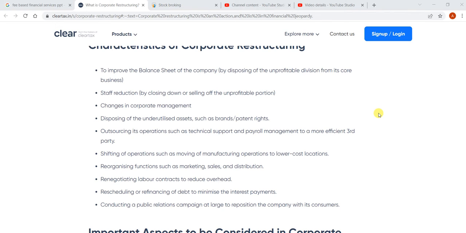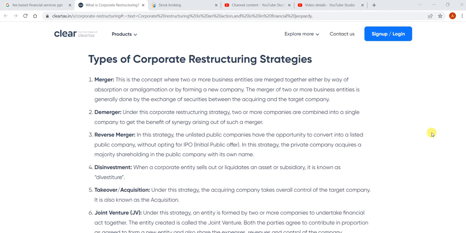So the last part is the strategies of the corporate restructuring. So there are eight types of corporate restructuring strategies.